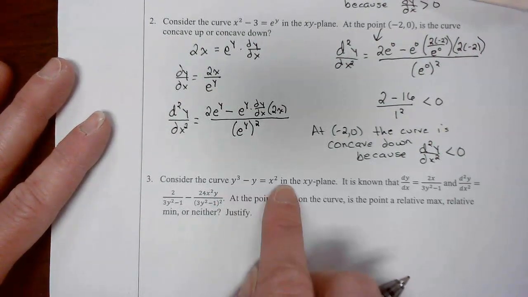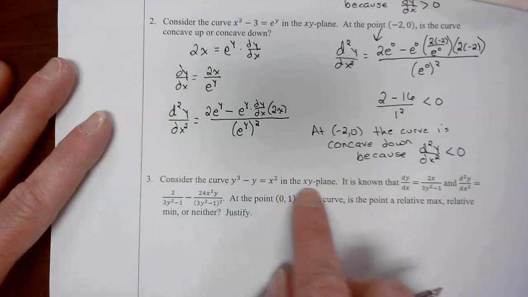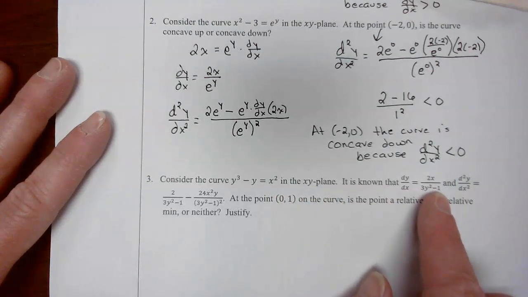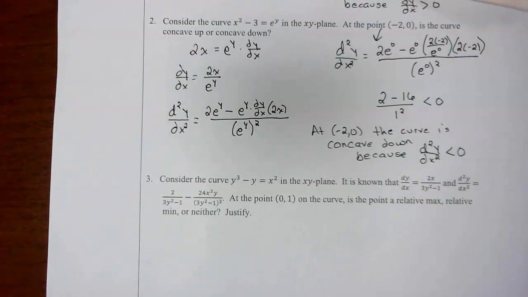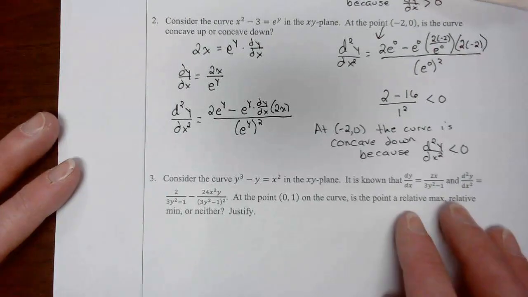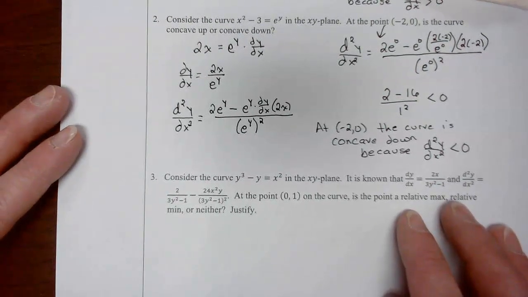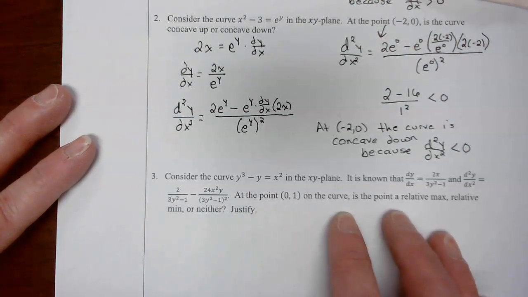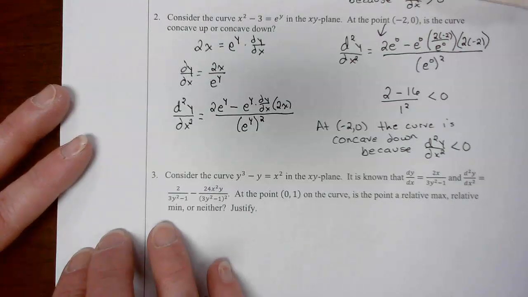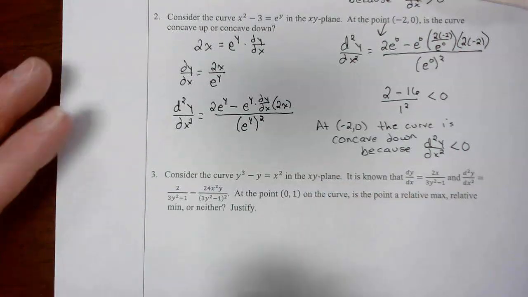Next one. They give us this, and they say it's known that dy dx is this, and the second derivative is that. So you will see sometimes on a free response that they actually give you what dy dx is, and sometimes they'll ask you to prove it. Nice that they would actually give you what you're trying to get to. It's not asking me to do that on this problem, so I'm going to go ahead and solve the problem, and then let's come off to the side and just kind of prove where that came from.